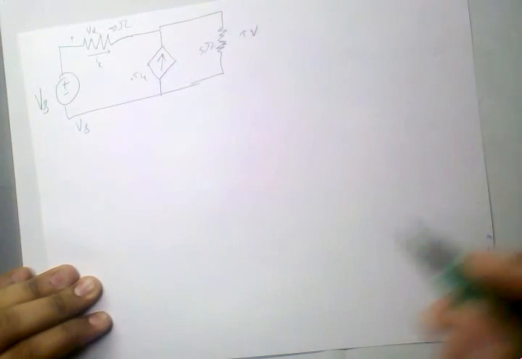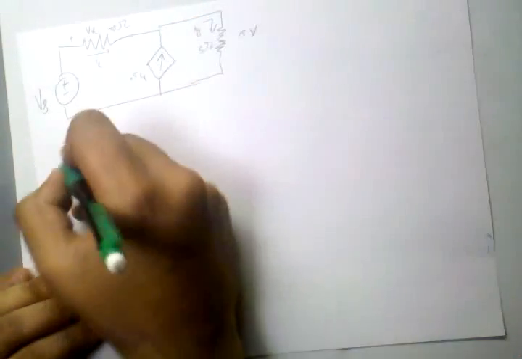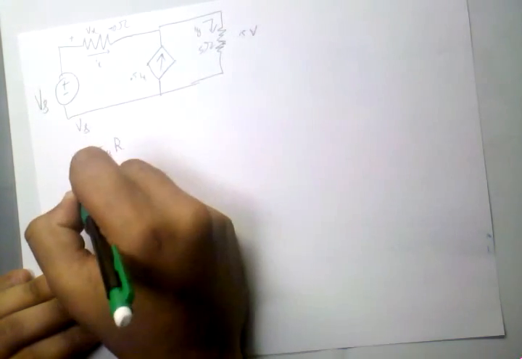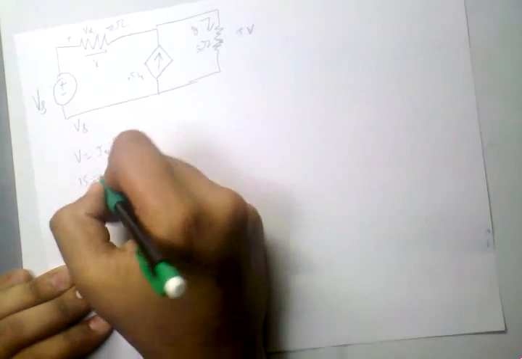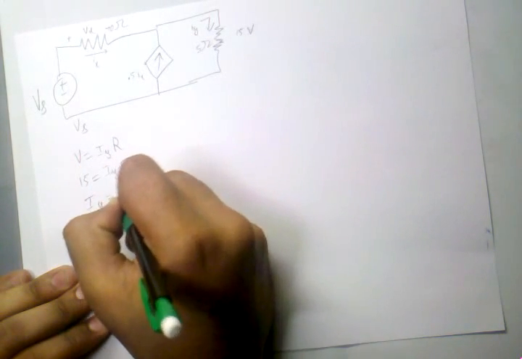So let this current be Iy. So by Ohm's law, V is equal to Iy times R, we get 15 is equal to Iy times 5, so we get Iy is 3 amperes.